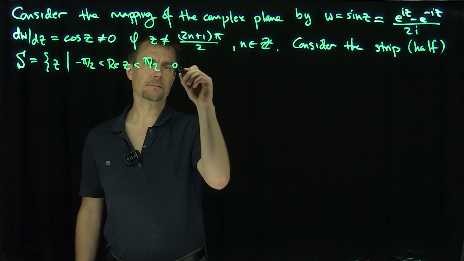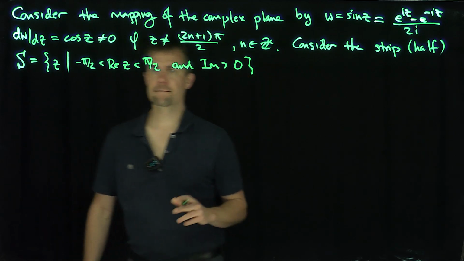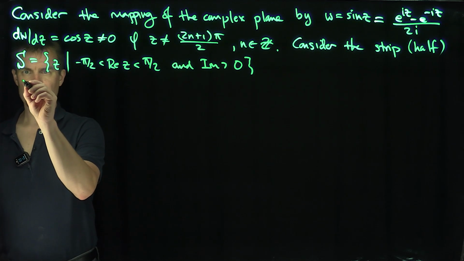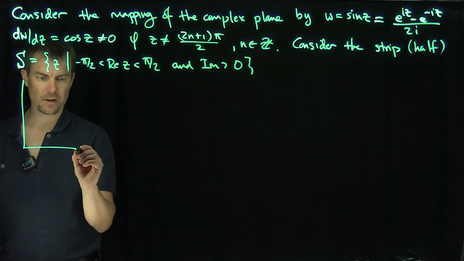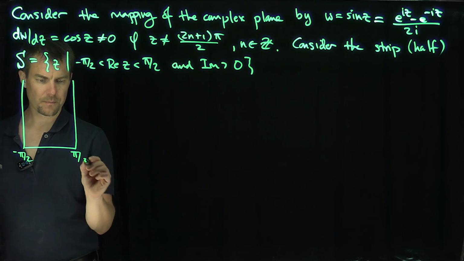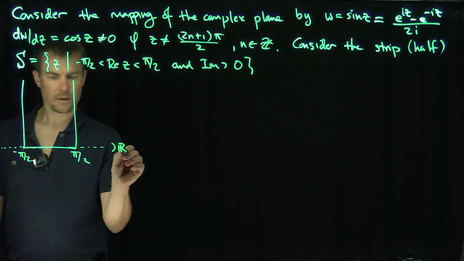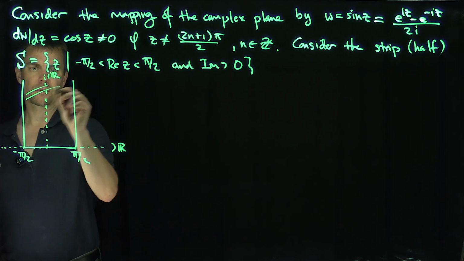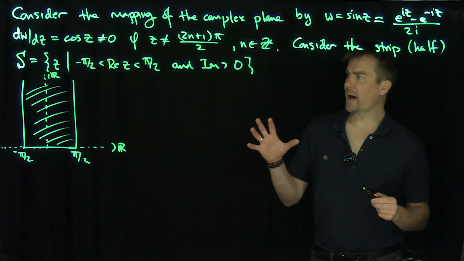And the imaginary part of z greater than 0. That's the region we're going to consider. Let's sketch S, right? So what does S look like? The boundaries are not included, I'm just going to draw it like this, though. That's negative pi over 2, that's pi over 2. Here's the real axis, here's the imaginary axis, and this is our region over here. So what I want to do is figure out where the sine maps this region.